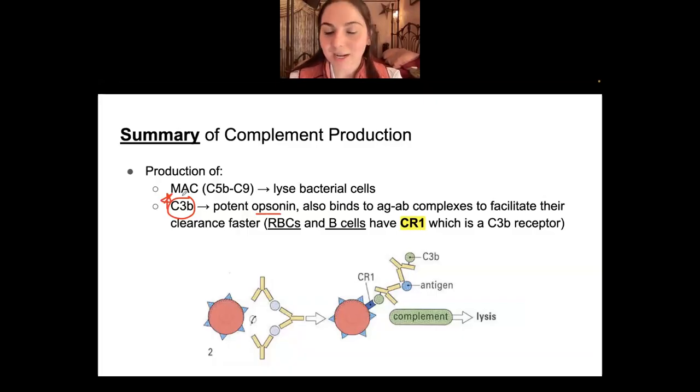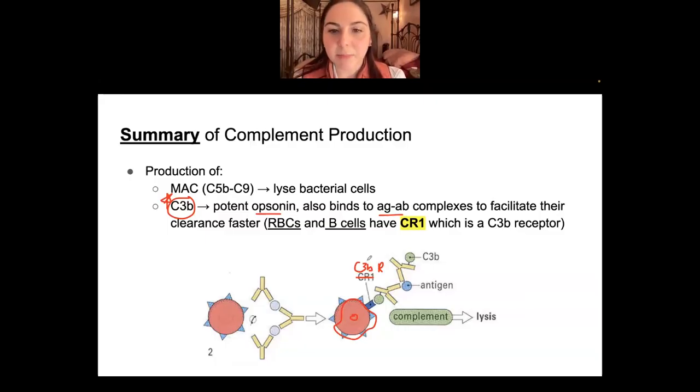C3b also binds to antigen antibody complexes. So you can imagine that we're already getting C1 binding to antigen antibody complexes, and then we're getting C3b binding to antigen antibody complexes. Why this makes sense is because we want these to be removed. I used a red blood cell here as an example, but it doesn't have to be a red blood cell. Just imagine this is a C3b receptor on a macrophage. Pretend this is a macrophage. So macrophages have C3b receptors on them.